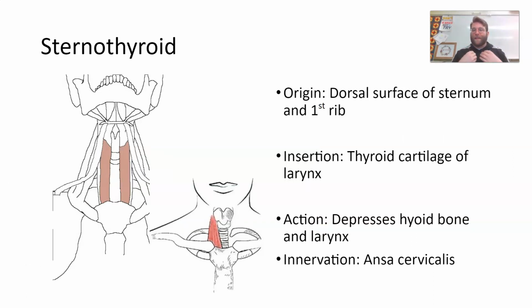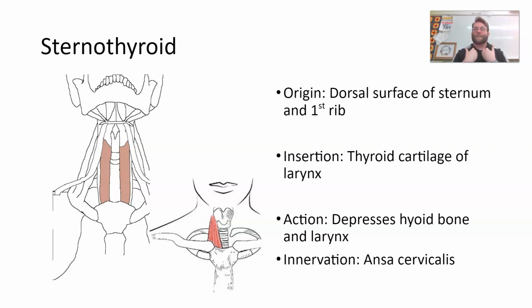For the sternothyroid, this one's really interesting because it provides support for your thyroid, the organ that's here in the front of your neck that's responsible for regulating hormones and digestion and a whole bunch of other different systems. And the sternothyroid is going to be lateral to your sternohyoid, so with your hyoid bone right in the middle, your sternothyroid runs on either side of it.